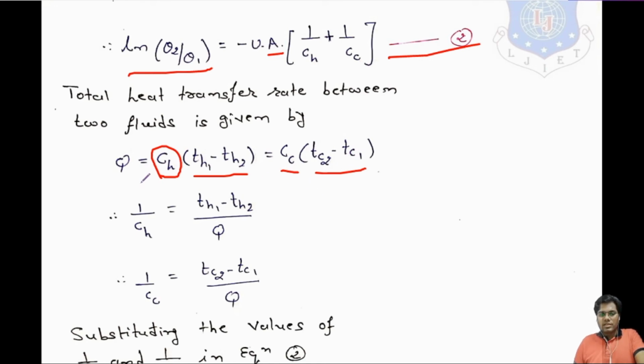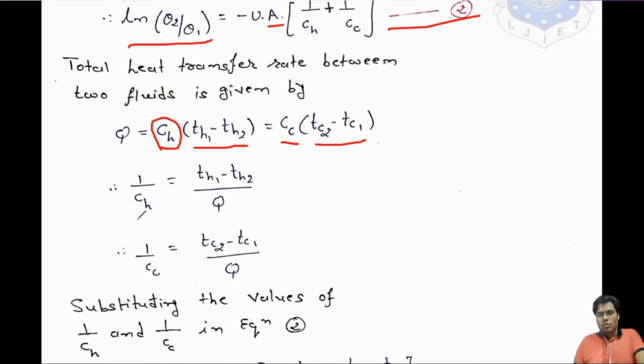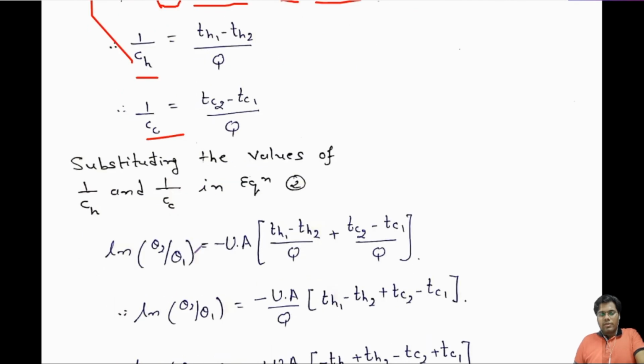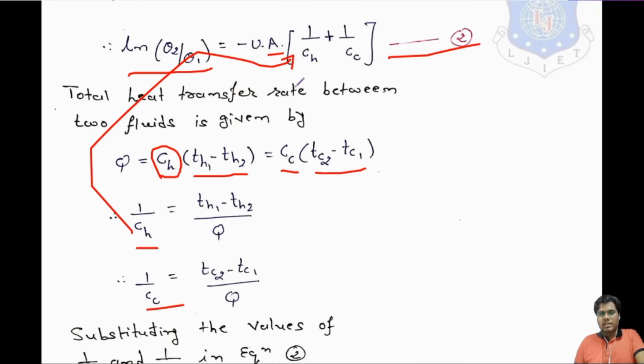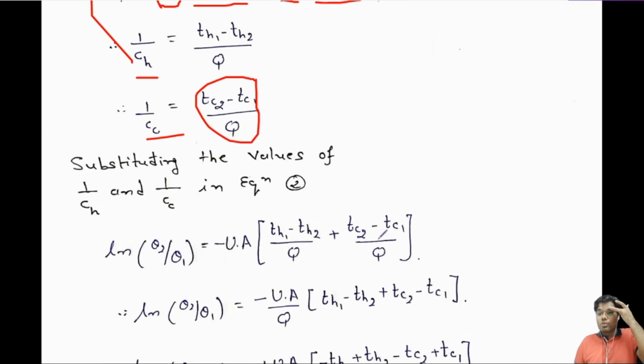So from this equation we can write 1 upon Ch is equal to (Th1 minus Th2) divided by Q, and 1 upon Cc is equal to (Tc2 minus Tc1) divided by Q. Putting this value of 1 upon Ch and 1 upon Cc in this equation, we will get ln theta 2 by theta 1 is equal to minus UA as it is. Instead of 1 upon Ch, putting (Th1 minus Th2) by Q, and instead of 1 upon Cc, putting (Tc2 minus Tc1) upon Q. So by putting this value, we will get this.